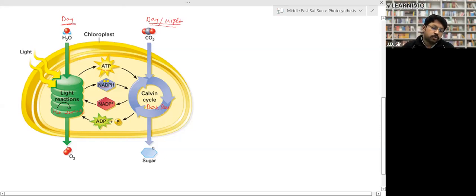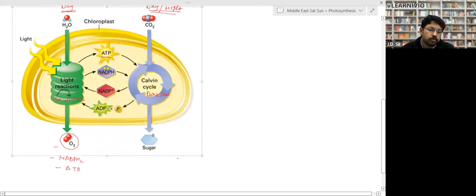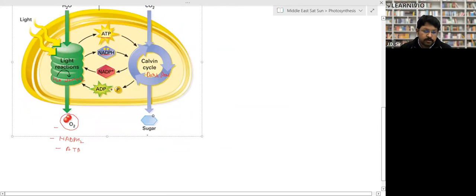What is produced in light reaction? In light reaction, oxygen is produced, and what else? NADPH is produced, and what else? ATP is produced. 1 NADPH is equal to 3 ATP, right? That also you need to note down. And in dark reaction, what is produced? Sugar. That is the food that is produced over here, right?